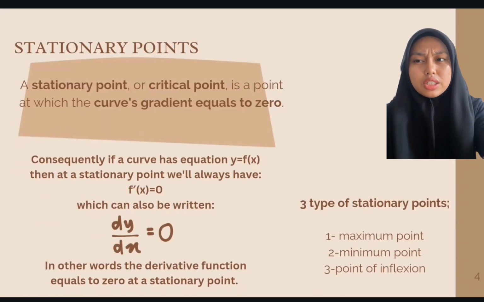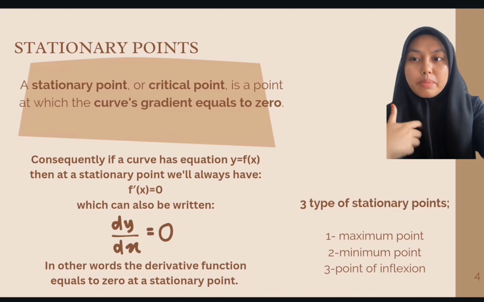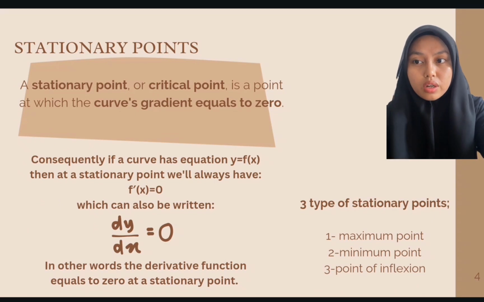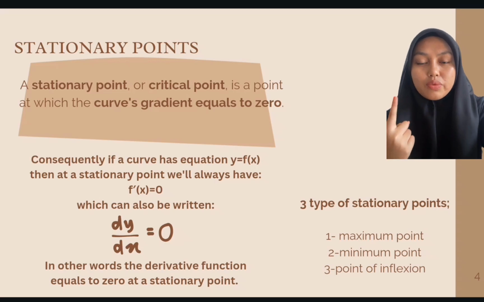Stationary points. A stationary point or critical point is a point at which the curve gradient is equal to 0. Consequently, if a curve has an equation of y equals f(x), then a stationary point will always have f'(x) equal to 0, which can also be written as dy/dx equal to 0. In other words, the derivative function equals 0 at a stationary point. We need to remember there are 3 types of stationary point: first, the maximum point; second, the minimum point; and the last one is the point of inflection.